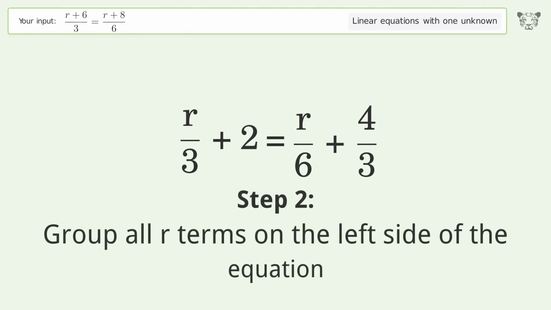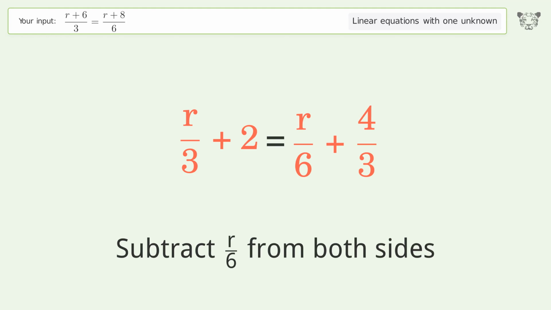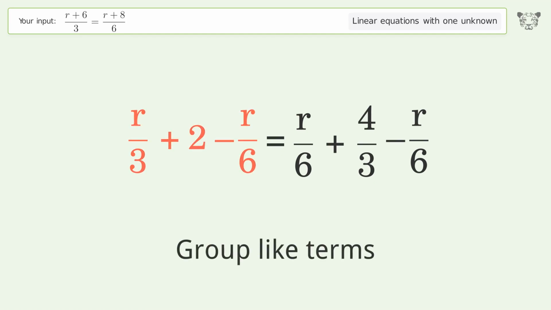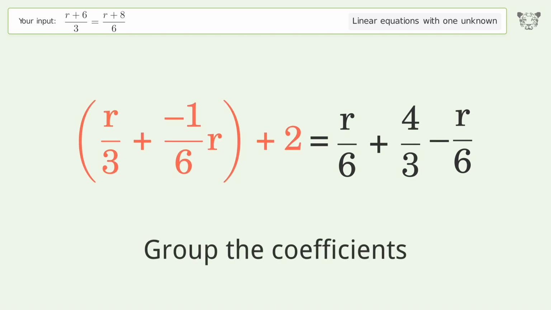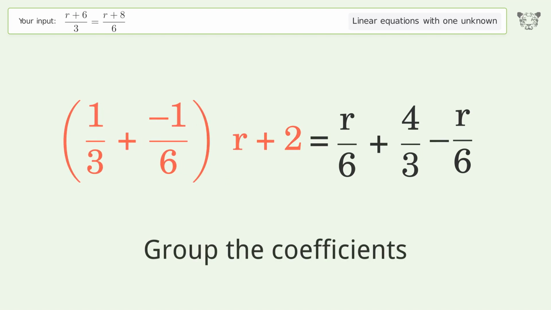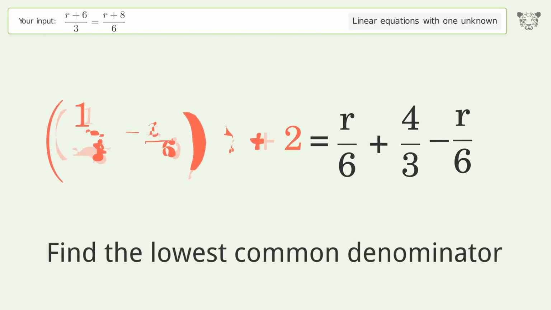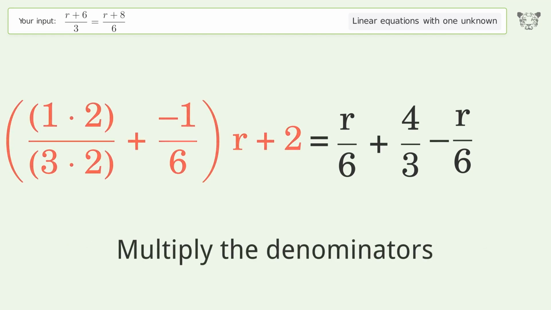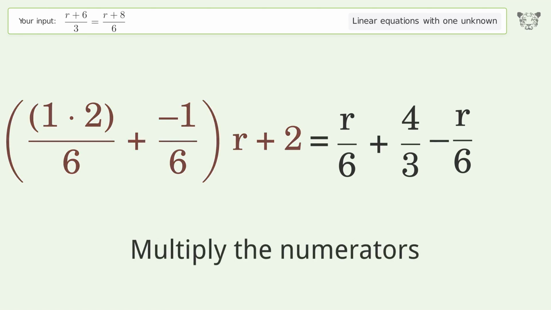Group all r terms on the left side of the equation. Subtract r/6 from both sides. Group like terms. Group the coefficients. Find the lowest common denominator. Multiply the denominators. Multiply the numerators.